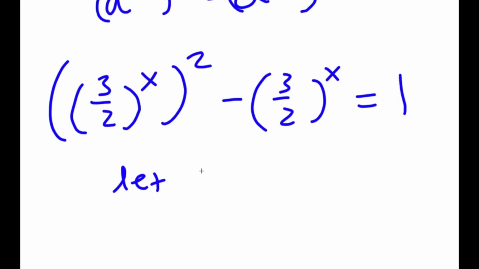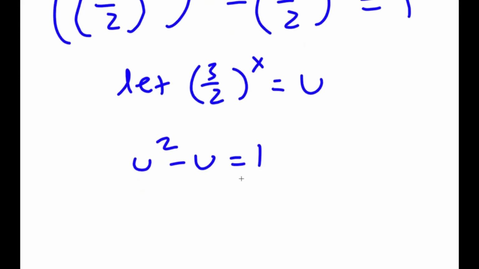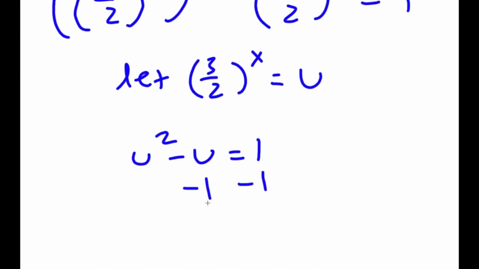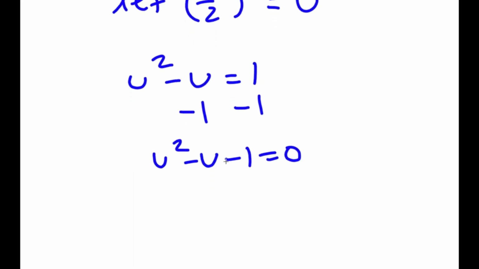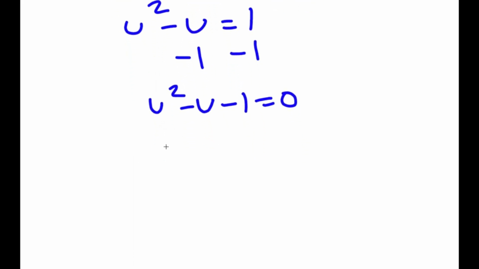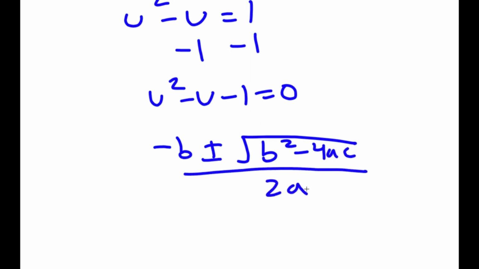Now I'm going to let 3 over 2 to the power of x equal the variable u. So now I have u squared minus u is equal to 1. And now I can subtract 1 on both sides. So I get u squared minus u minus 1 is equal to 0. So now I have a quadratic equation, and I can plug this into the quadratic formula, which is negative b plus or minus the square root of b squared minus 4ac divided by 2a.